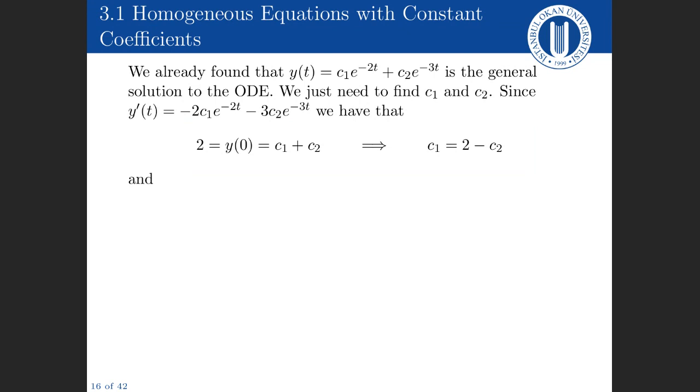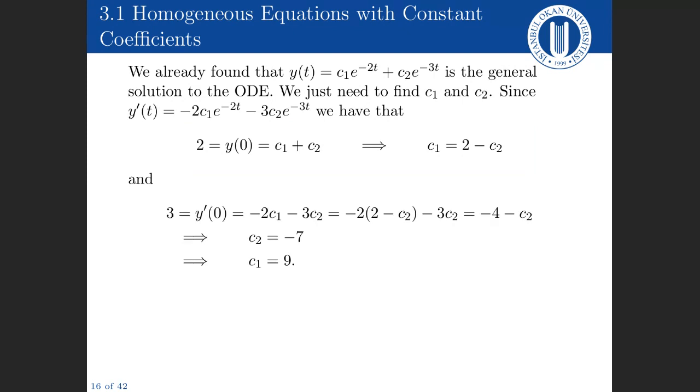We also differentiate to get y prime: minus 2 C1 e to the minus 2t minus 3 C2 e to the minus 3t. And then set t equal to 0. And we find that we must have 3 is equal to minus 2 C1 minus 3 C2.